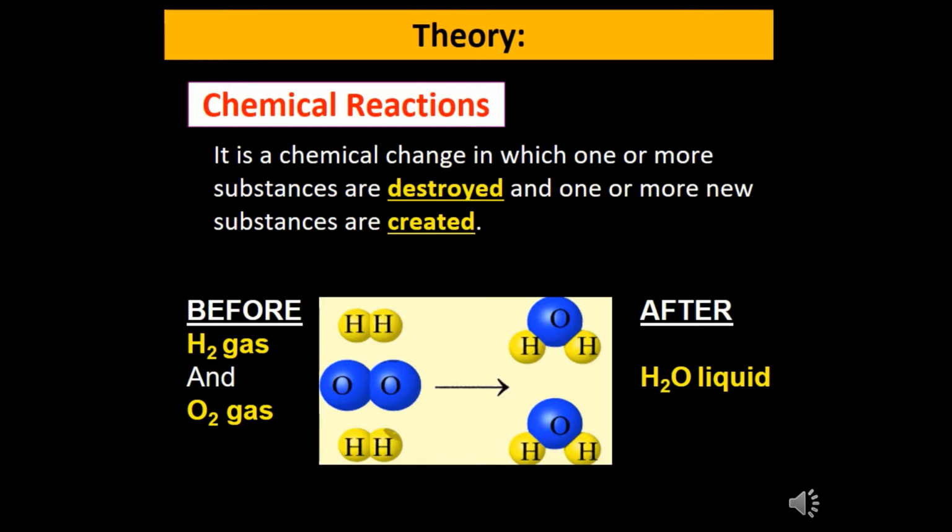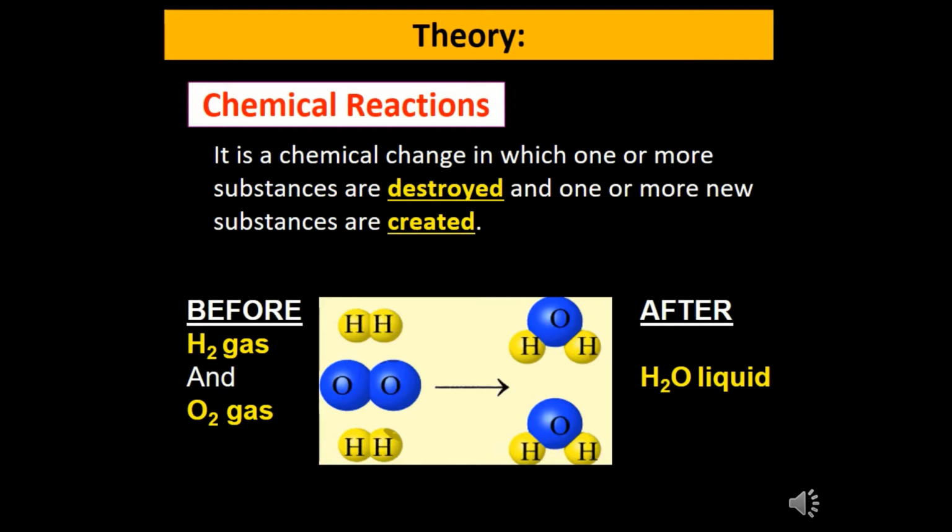Now we come to the theory part. First of all, we should know what chemical reactions are. The definition of a chemical reaction is a chemical change in which one or more substances are destroyed and one or more new substances are created. It means a chemical change or chemical reaction happens when you have something before, they add together, they mix together, and then they make new substances. The new substances may have a different nature, different properties than the previous substances.